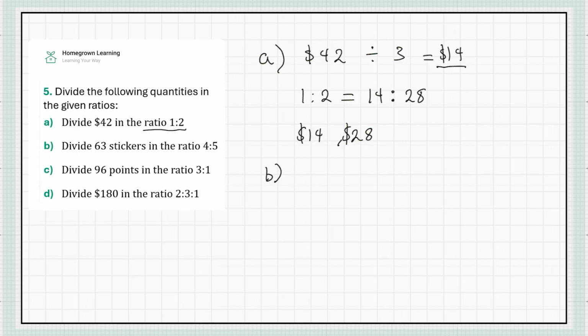Alright, let's look at B. Divide 63 stickers in the ratio 4 to 5. Again, we start out with our total value. We divide by our total number of parts, which is 4 plus 5, which is 9. So 63 divided by 9 is 7. So each part is worth 7 stickers. So in this case, 4 to 5 will be equal to, well, 7 times 4 is 28, and 7 times 5 is 35.